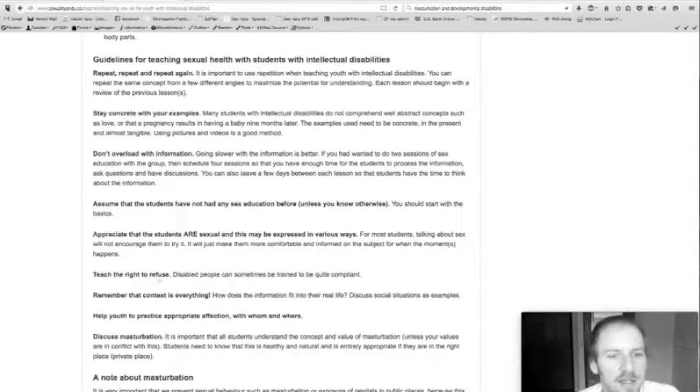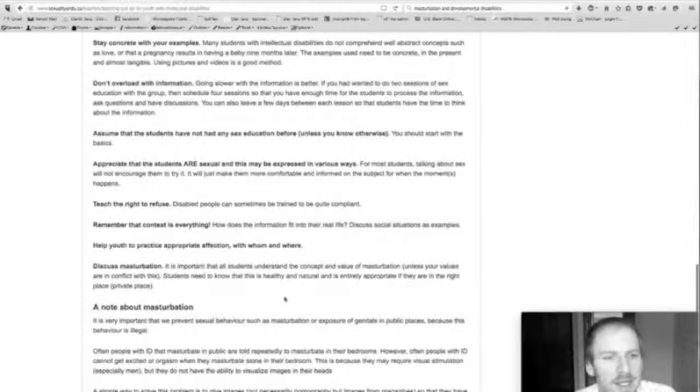Teach the right to refuse. It says people with disabilities can sometimes be trained to be quite compliant. So that could be a problem if somebody is pressuring them. Remember that context is everything. How does the information fit into their real life? Discuss social situations as examples. Help youth to practice appropriate affection: with whom and where.